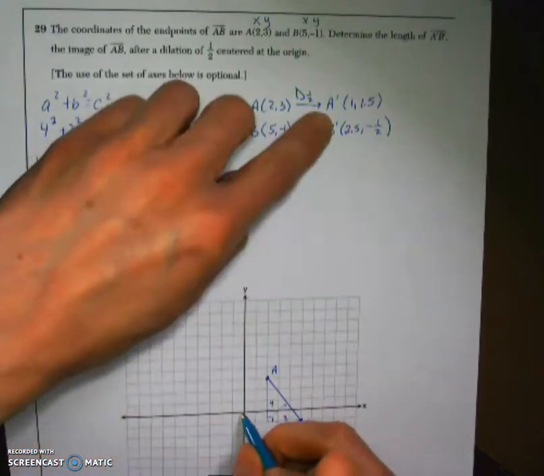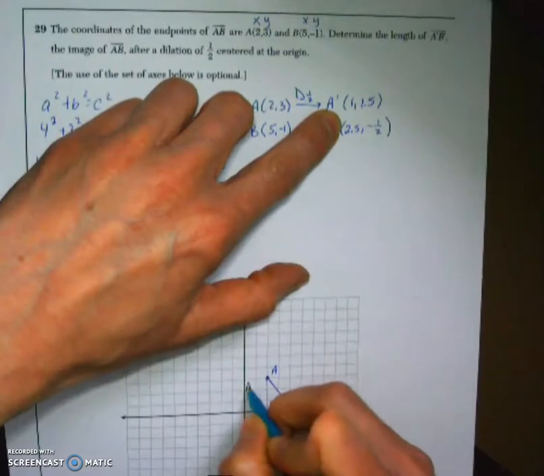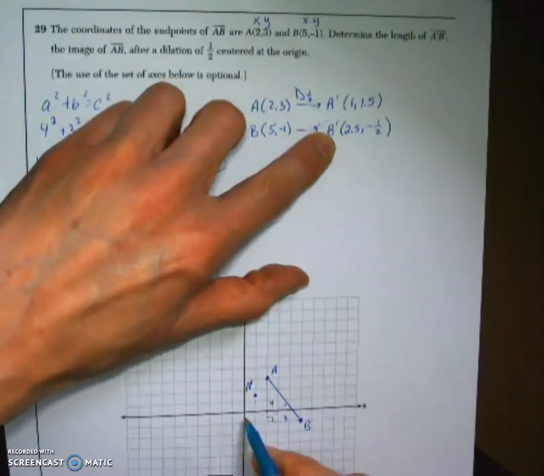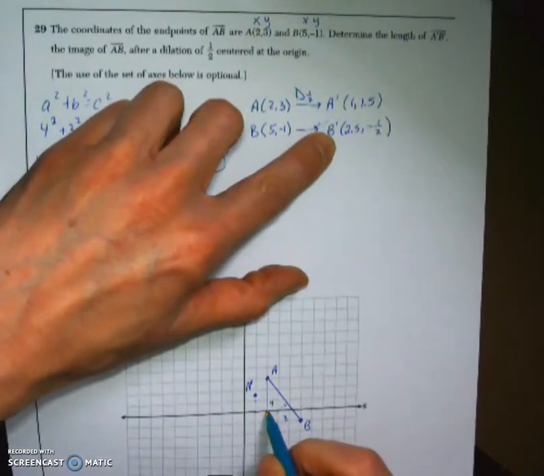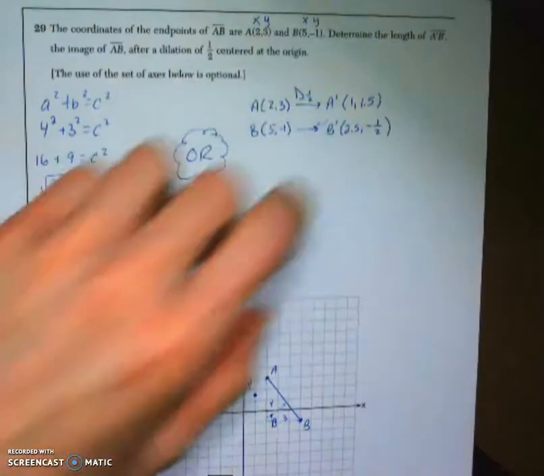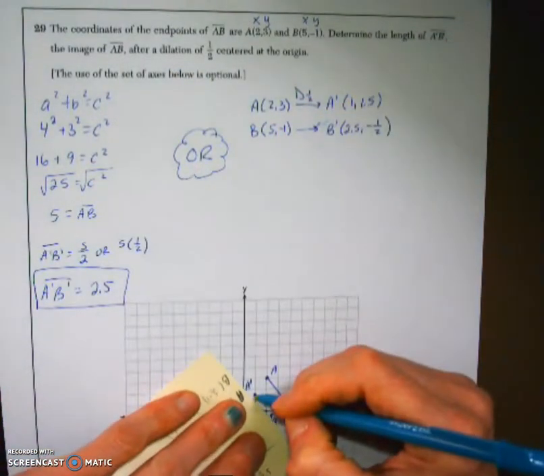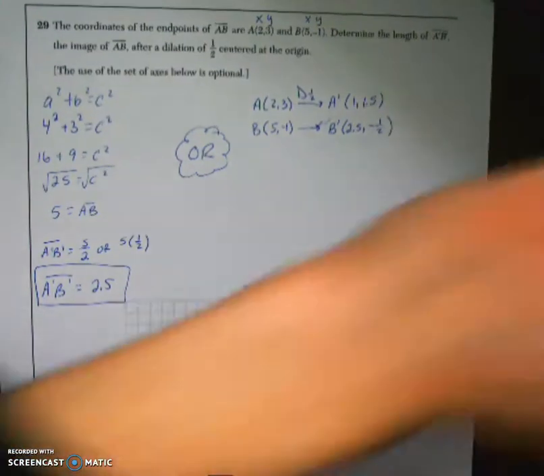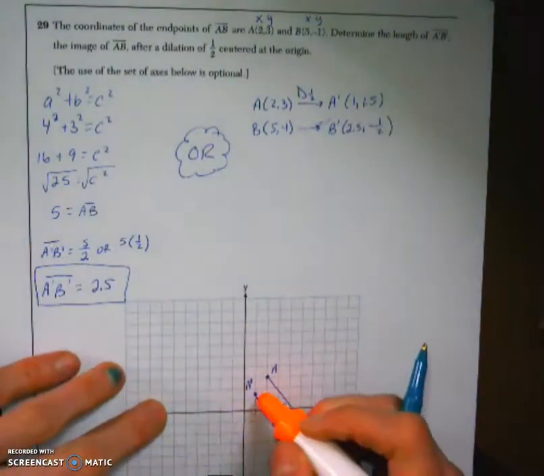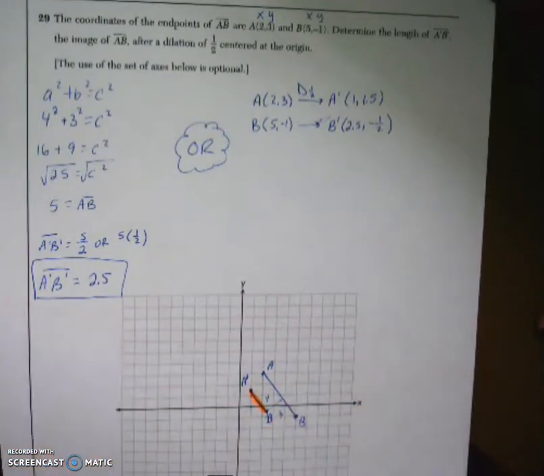So point A prime is over 1, up 1.5. And B prime is going to be at 2.5, and then down a half. Oh, this is going to overlap this just a tiny bit. So let me use this straight edge, and then I'll use a highlighter. Here we go. So this is the segment we're now actually finding the length of.